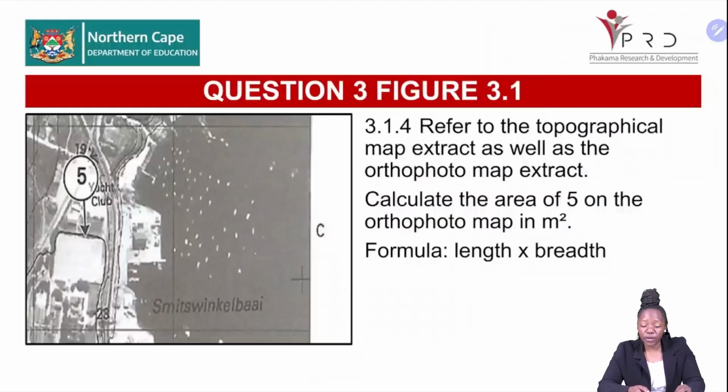Then your figure 3.1.4, you refer to the topographical map extract as well as the orthophoto map extract. Then you calculate the area of 5, which is this one, on the orthophoto map in meters squared. We are calculating an area, so you will always be given a formula. The formula for an area is length times breadth. Then I'm going to give you 5 minutes. After 5 minutes, we will proceed to the solution.